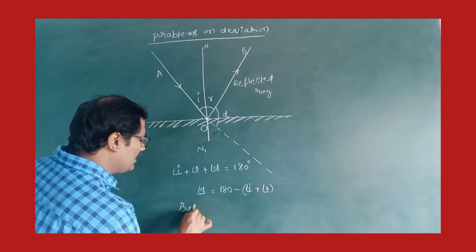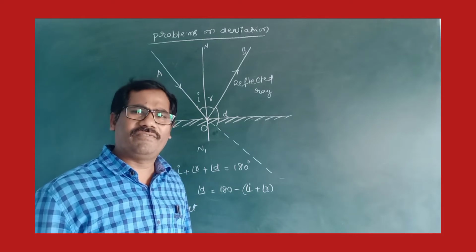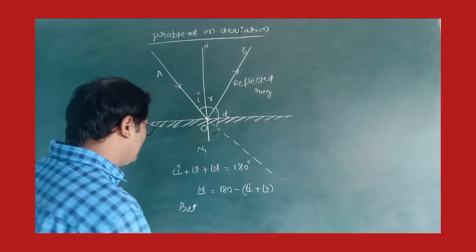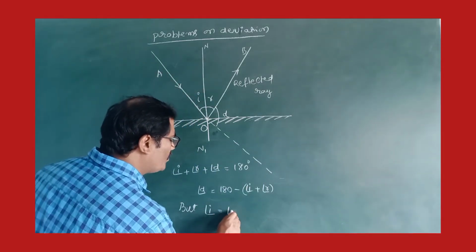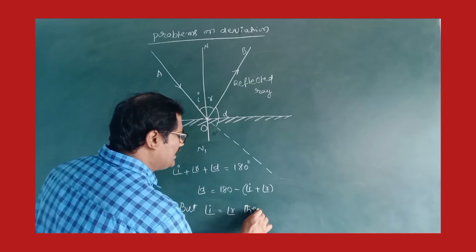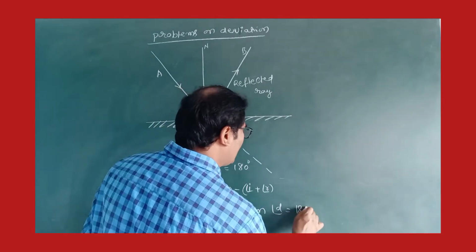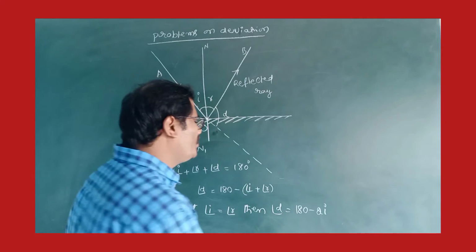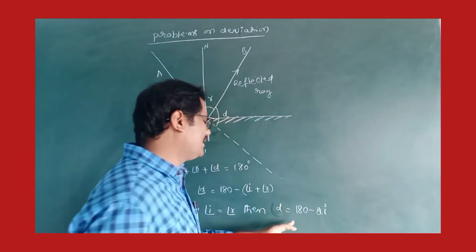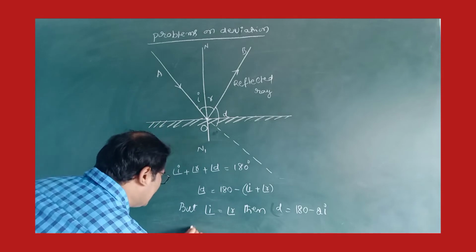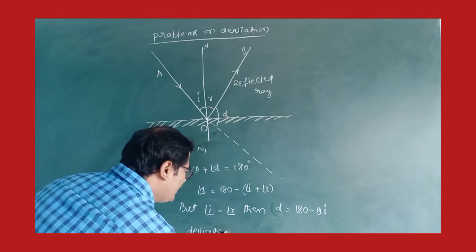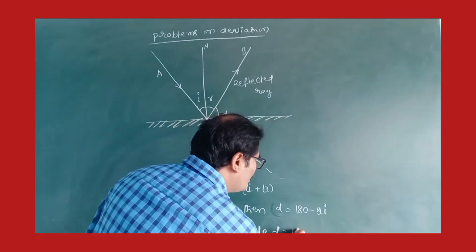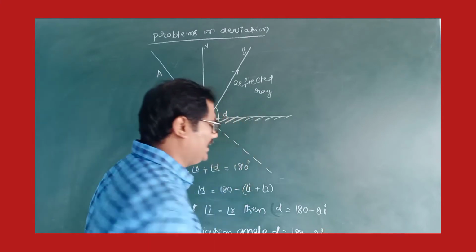From the first law of reflection, the angle of incidence is equal to the angle of reflection. That means angle I is equal to angle R. Then angle D is equal to 180 minus 2i. So the deviation angle D is equal to 180 minus 2i.